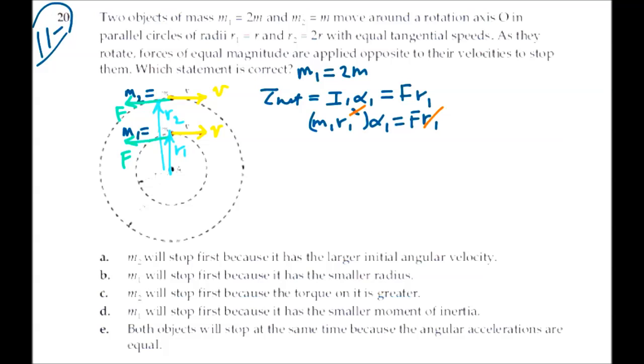And so, m1 is equal to 2m, r1 is equal to r, so that's 2m r times alpha 1 equals F, or alpha 1 is equal to F divided by 2mr. Sounds good.